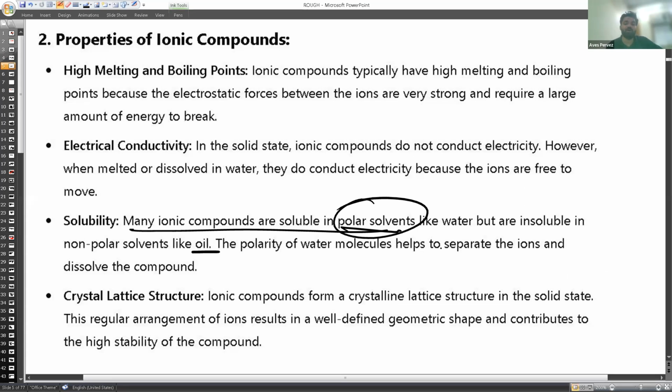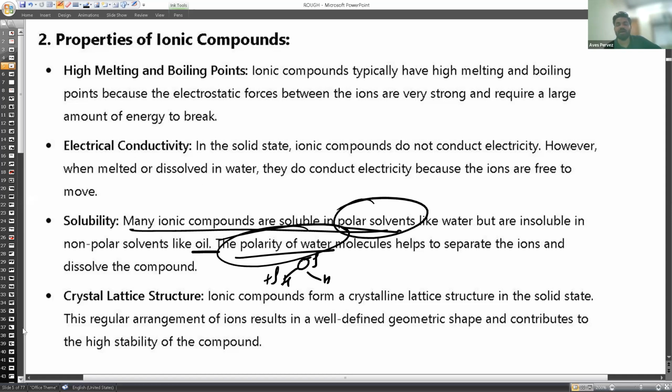The polarity of the water molecule: polarity means positive and negative terminals of charge, slightly negative and slightly positive. This polarity of the water molecule helps us to separate the ions and dissolve the compound. If water, or another substance, is not polar, then NaCl cannot be dissolved in it, because it will not be separated.